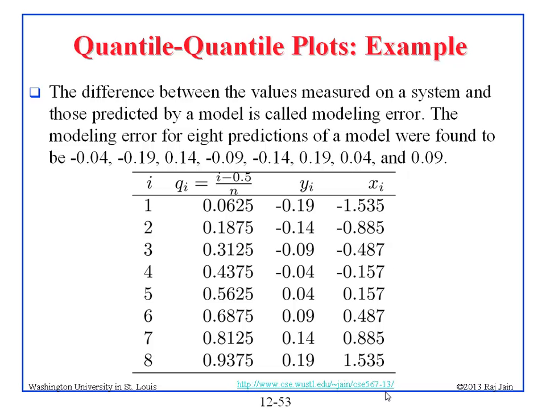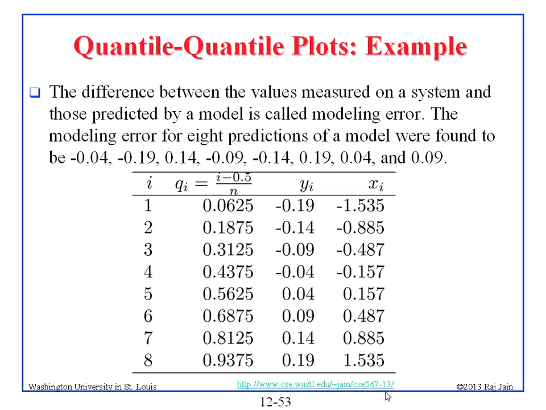So if there are 8 values, the question is, have you found the minimum and the maximum? And we say we haven't. So we leave some room for the minimum on the lower side and some room for the maximum on the upper side, and that is why 0.5 is there.